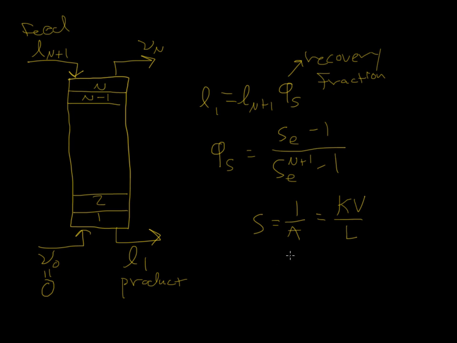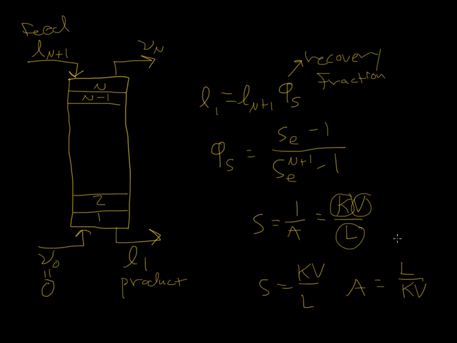Okay, so I talked about these being effective stripping factors and absorption factors when we use the Kremser group method. In a lot of cases, if you have a system where V, L, and K are all relatively constant over the column, over the stripper or absorber, then you can actually calculate an S or an A based on the appropriate equations, right? So again, S equals KV over L, and A equals L over KV.